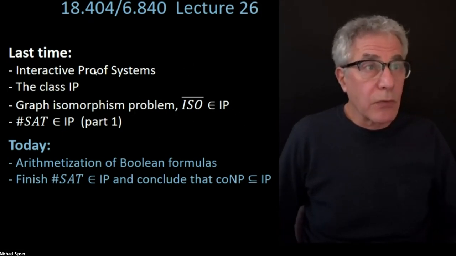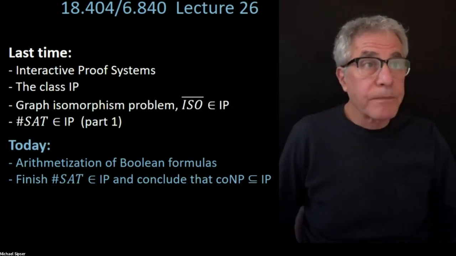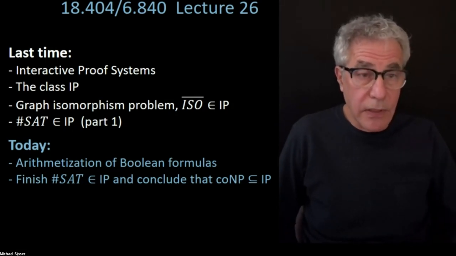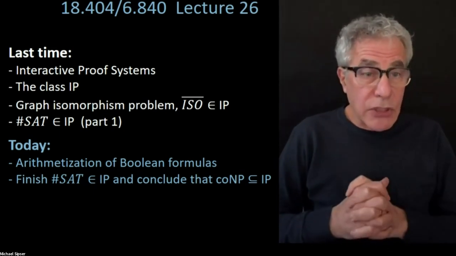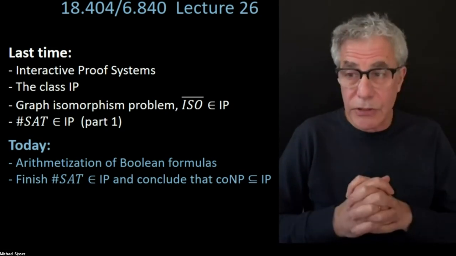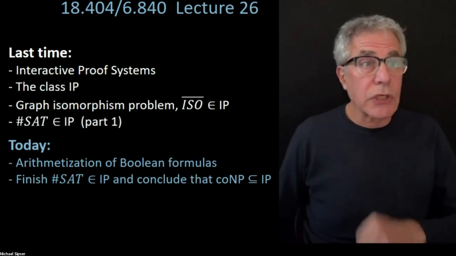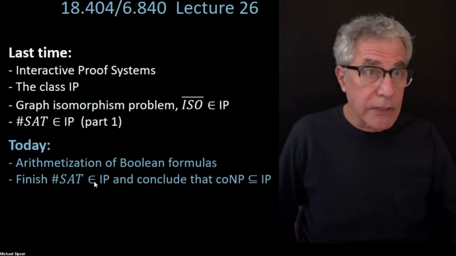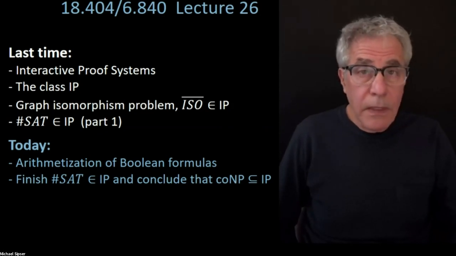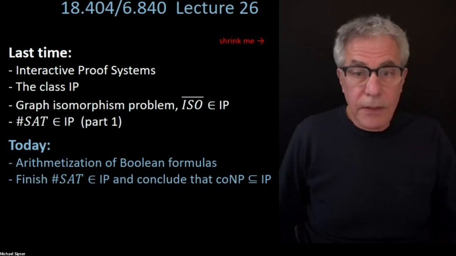Today, we have been doing interactive proofs. We gave an example of showing that the complement of the graph isomorphism problem is in IP. I hope you remember we had that interaction with a prover and a verifier. We're going to go through the setup quickly, not that protocol. And then we're going to finish by showing that the #SAT problem is in IP, and conclude that coNP is a subset of IP. All right, so let's go for it.